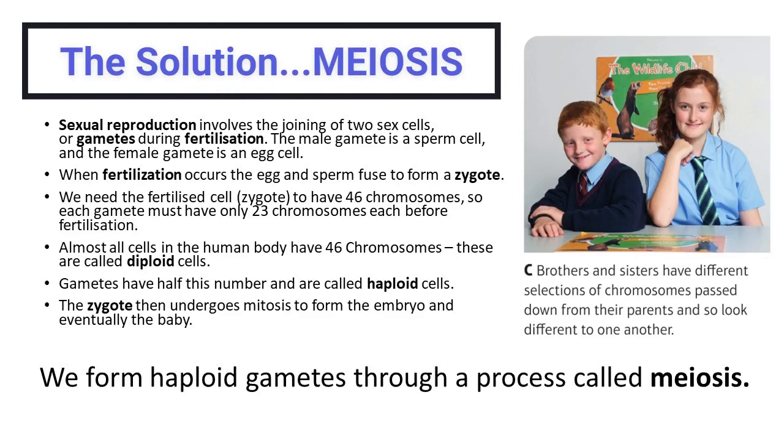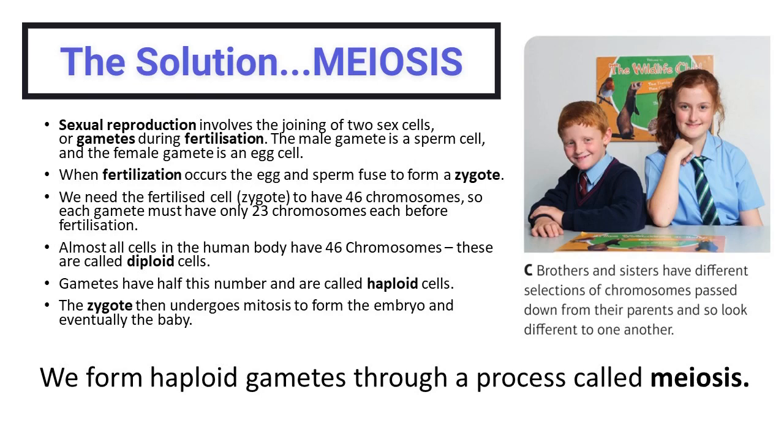The solution to this problem is a different kind of cell division, which we call meiosis. So before we talk through how meiosis works, let's recap. Sexual reproduction always involves joining together two sex cells or gametes during a process of fertilization. In animals, the male gamete is the sperm cell, the female gamete is the egg cell. When fertilization occurs, the egg and sperm fuse to form what we call a zygote. And we need the zygote to have the same number of chromosomes as each parent had. And for humans, that's 46 chromosomes. So each gamete must only have 23 before fertilization occurs.